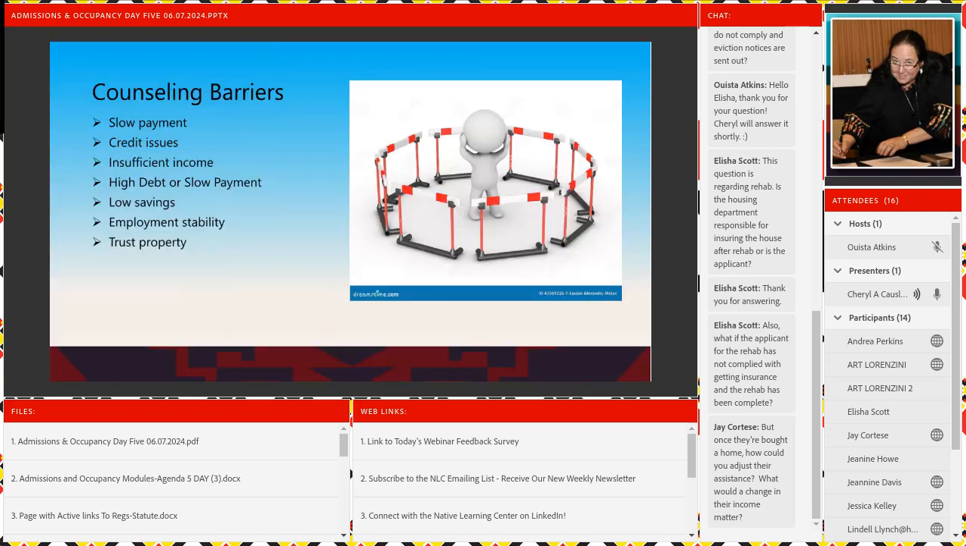So, counseling barriers: slow payment, credit issues, insufficient income, high debt, low savings, employment stability, and trust property. When I first started at the housing entity, they would give me $40,000 to $50,000 all day long for a car. You'd think I could get $4,000 or $5,000 for a mobile home on the reservation? Oh no, they couldn't repo it.